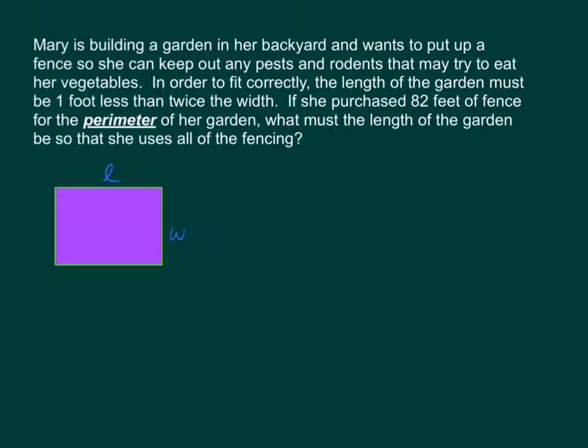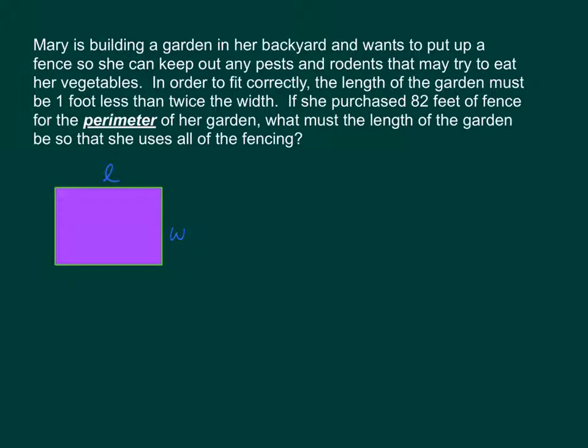Mary is building a garden in her backyard and wants to put up a fence so she can keep out any pests and rodents that may try to eat her vegetables. In order to fit correctly, the length of the garden must be 1 foot less than twice the width. If she purchased 82 feet of fence for the perimeter of her garden, what must the length of the garden be so that she uses all of the fencing?